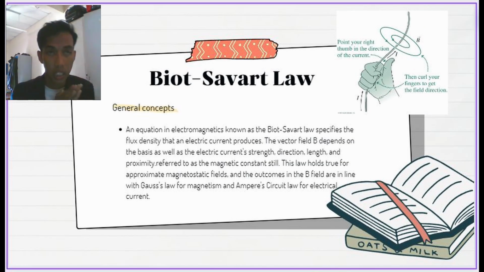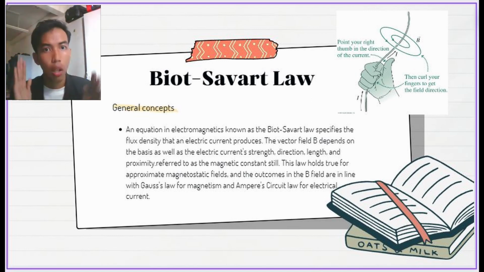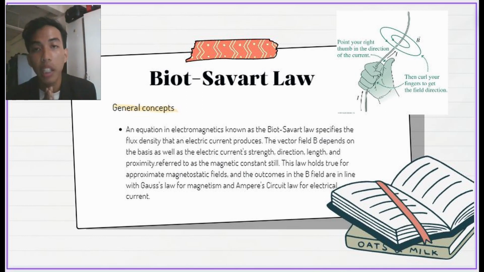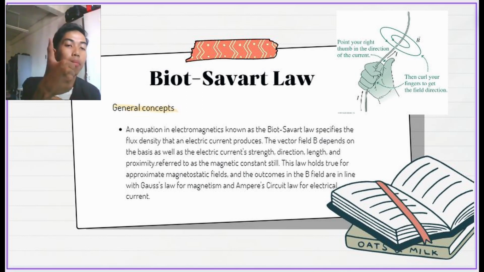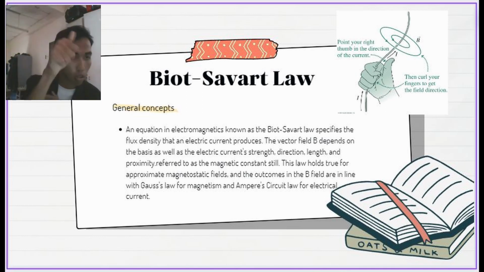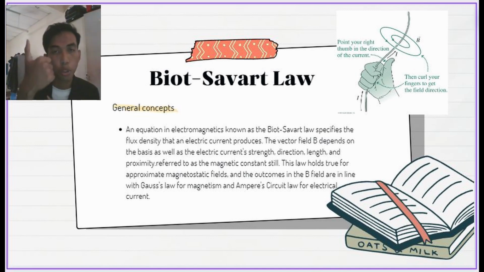For the third law, which is the Biot-Savart law, at the top right we use this thumb rule technique to show how this law is applied.